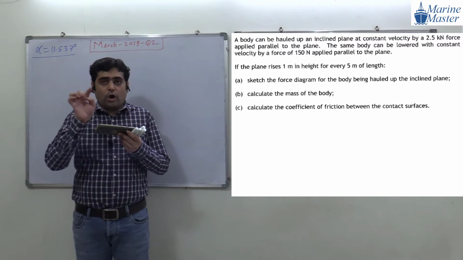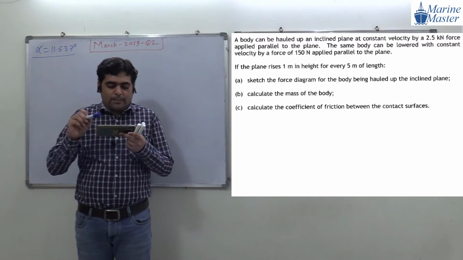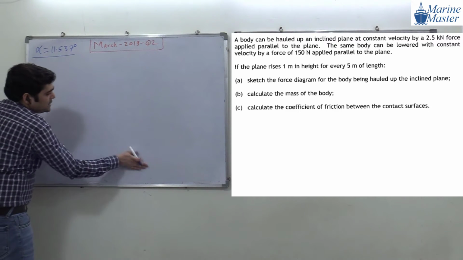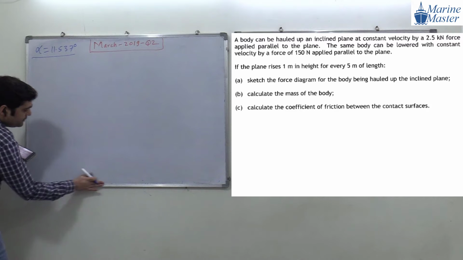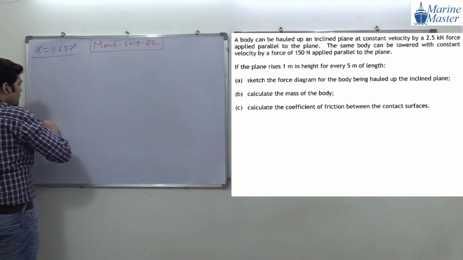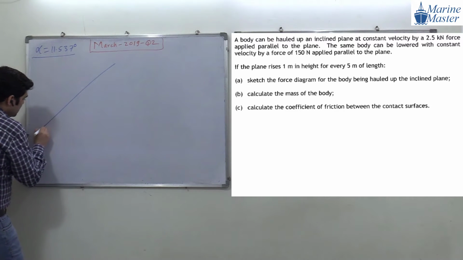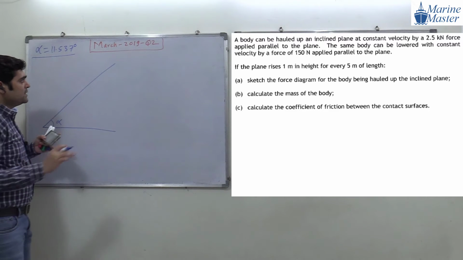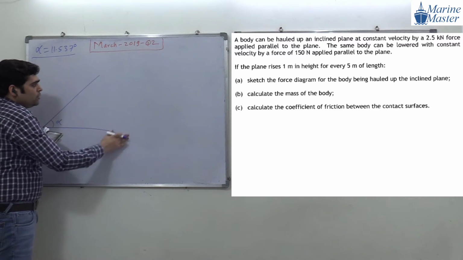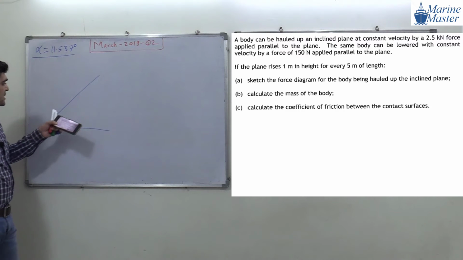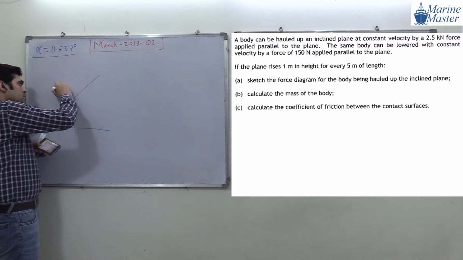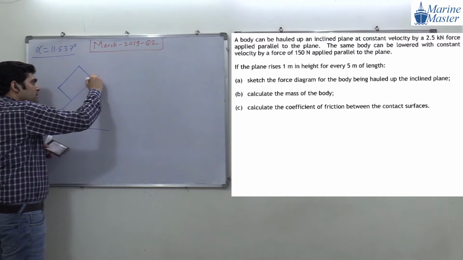A body can be hauled up. See the scenario here. So this is our plane, and this is our angle alpha. Don't write anything yet. This is our body. This body is visible to everyone.